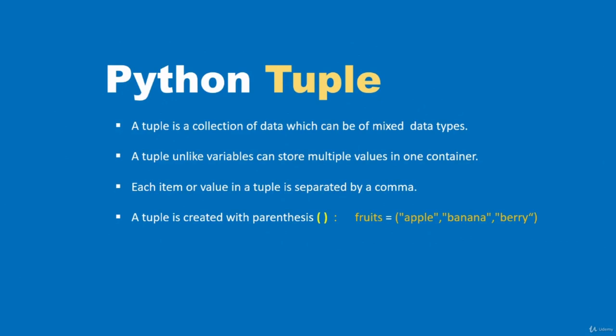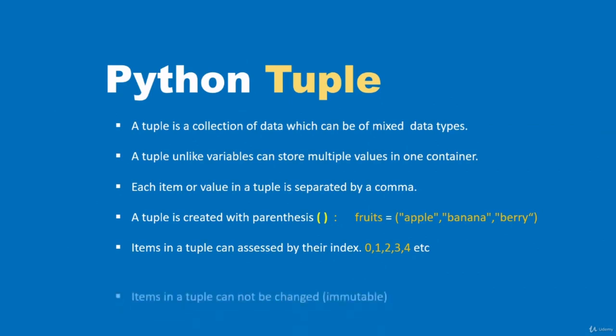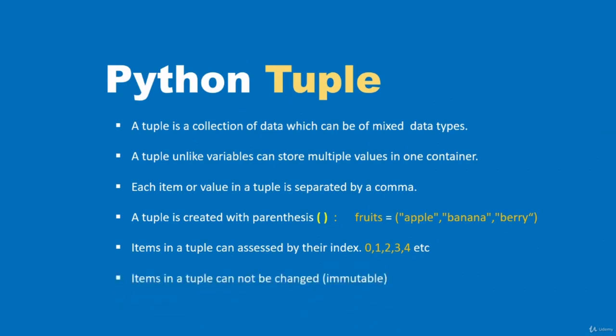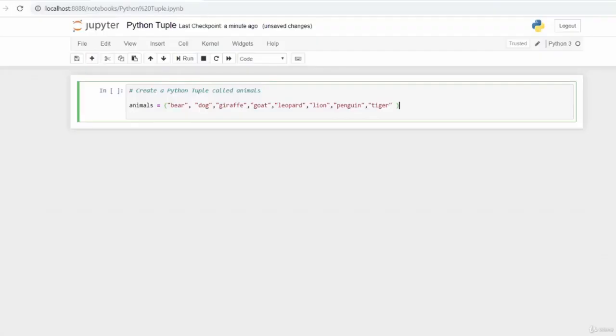To access the individual items in a tuple, you do that by their index. So the very first item will have an index of 0, second item will have an index of 1, and so on. Also, one very important distinction between a tuple and a list is that a tuple cannot be changed once you have created it. You can't add items to the tuple and you cannot remove items from the tuple. It is immutable.